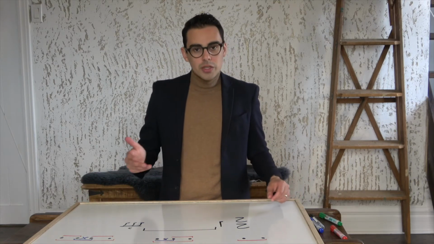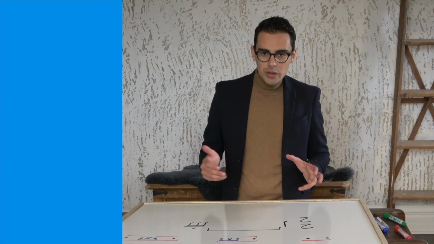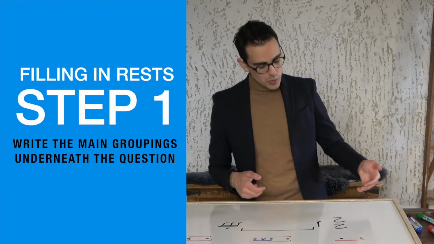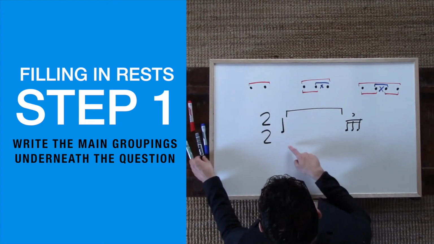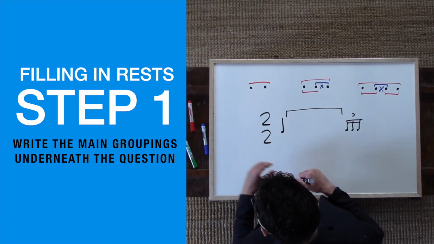So, first, step 1 when filling in rest is to write the groupings underneath. So the groupings for 2, 2 time, there are 2 half notes. So underneath here we have to write 2 half notes.